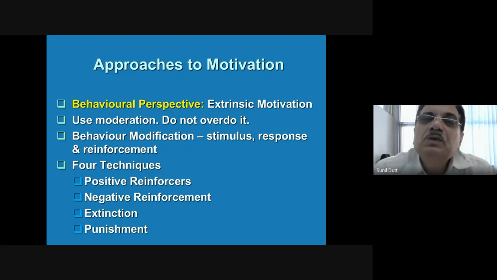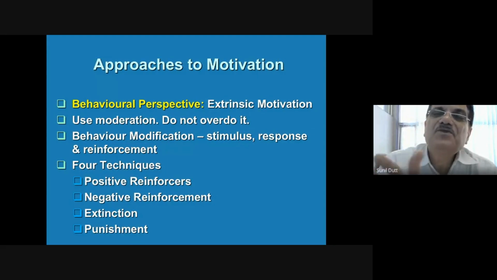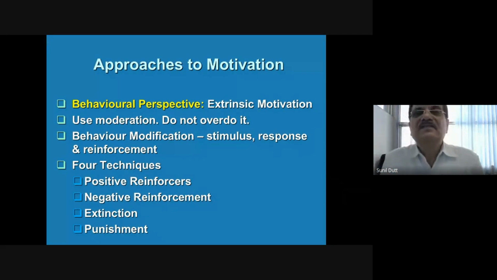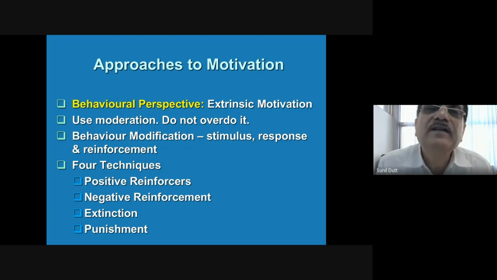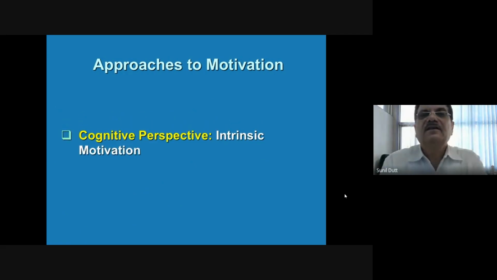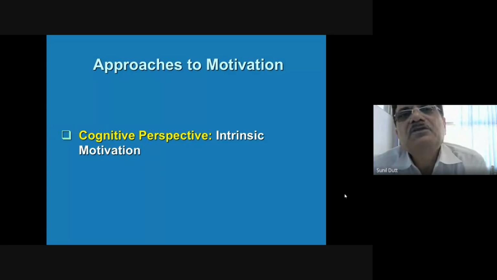So the latter two techniques, that is extinction and punishment, can be used to decrease the frequency of undesirable behavior. So proceed with the positive consequence, moving slowly to giving constructive feedback, ignoring the undesirable behavior, and then providing some kind of punishment, that is, you are not giving any kind of incentive, or you can say privilege to him or her. The second is the cognitive perspective, which makes use of intrinsic motivation.